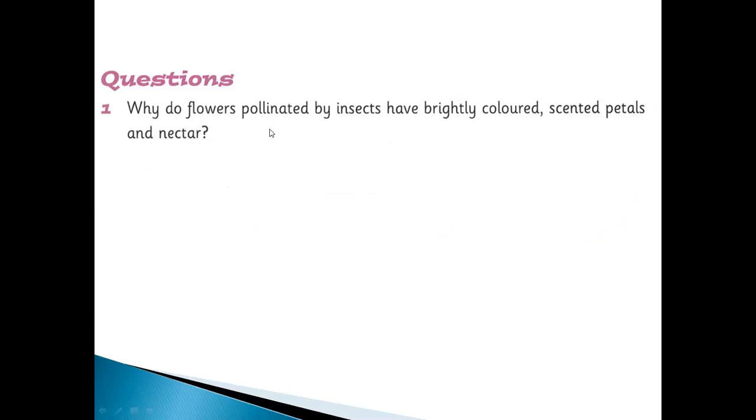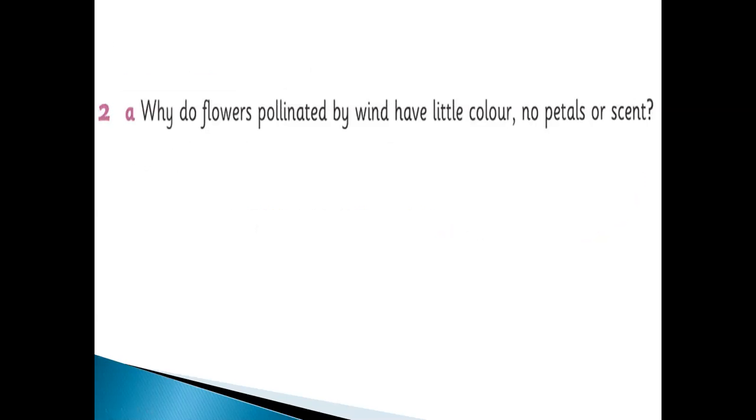Why do flowers pollinated by insects have brightly colored, scented petals and nectar? So simple: to attract insects. Why do flowers pollinated by wind have little color, no petals or scent? It means, why do flowers have little color, no petal or scent? You can say, to transfer pollen with the help of wind.